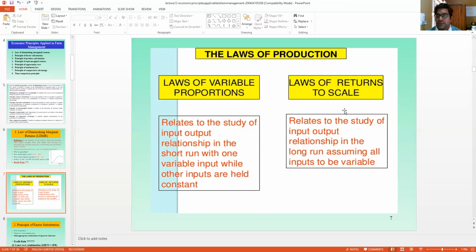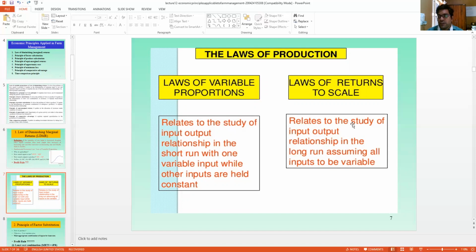Here, this is about the long run. In the long run, as we have seen, no input can be assumed to be constant. All the inputs are variable in the long run. The farmer who is using 1 acre of land in the season, in the long run, after 10 or 15 years, may increase his land or may decrease his land. So in the long run, nothing is fixed.